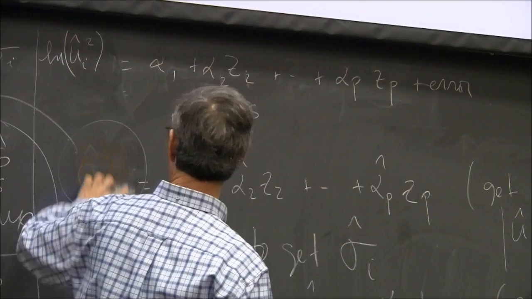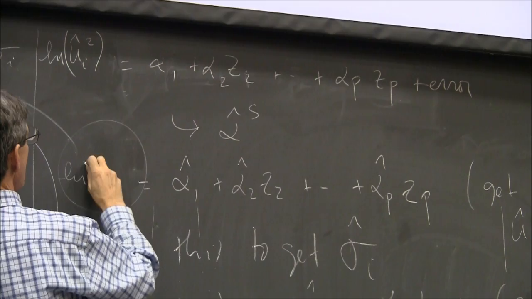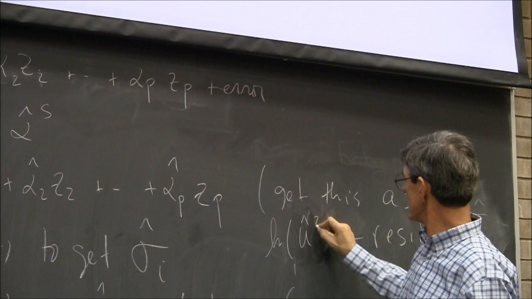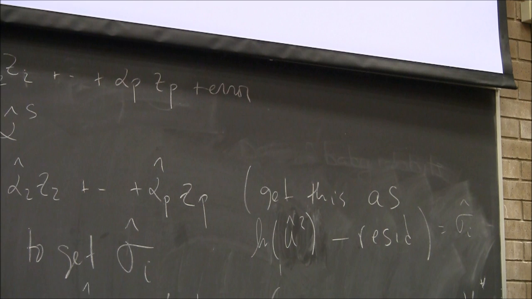What you get is the log of sigma hat squared I. That's what you're estimating when you take, in this case, the log of ui hat squared. You with me?